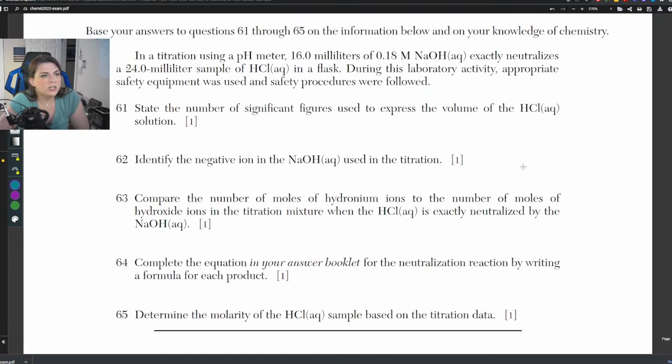Next up is a bunch on acid-base. In a titration using a pH meter, 16 milliliters of 0.18 molar sodium hydroxide exactly neutralizes a 24 milliliter sample of hydrochloric acid in a flask. During this lab activity, appropriate safety, blah, blah, blah. Okay, 61. State the number of significant figures used to express the volume of the hydrochloric acid.